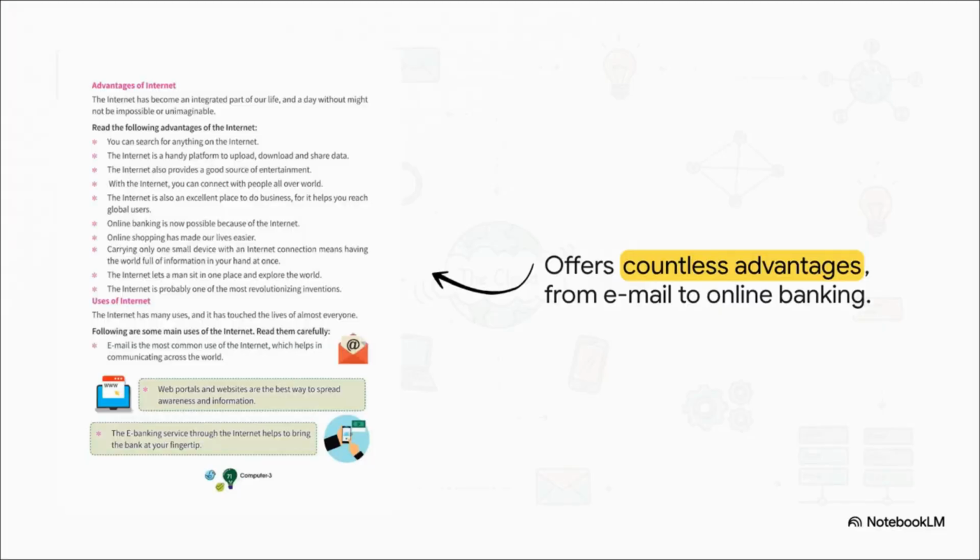Now, the sheer variety of ways we use the internet every single day is honestly staggering. It's our primary global communication tool through email for sure, but it also literally puts the bank right at your fingertips with e-banking. And online shopping, that's completely changed the game. Plus, it's just this absolute ocean of knowledge and a phenomenal platform for businesses to reach a global audience.